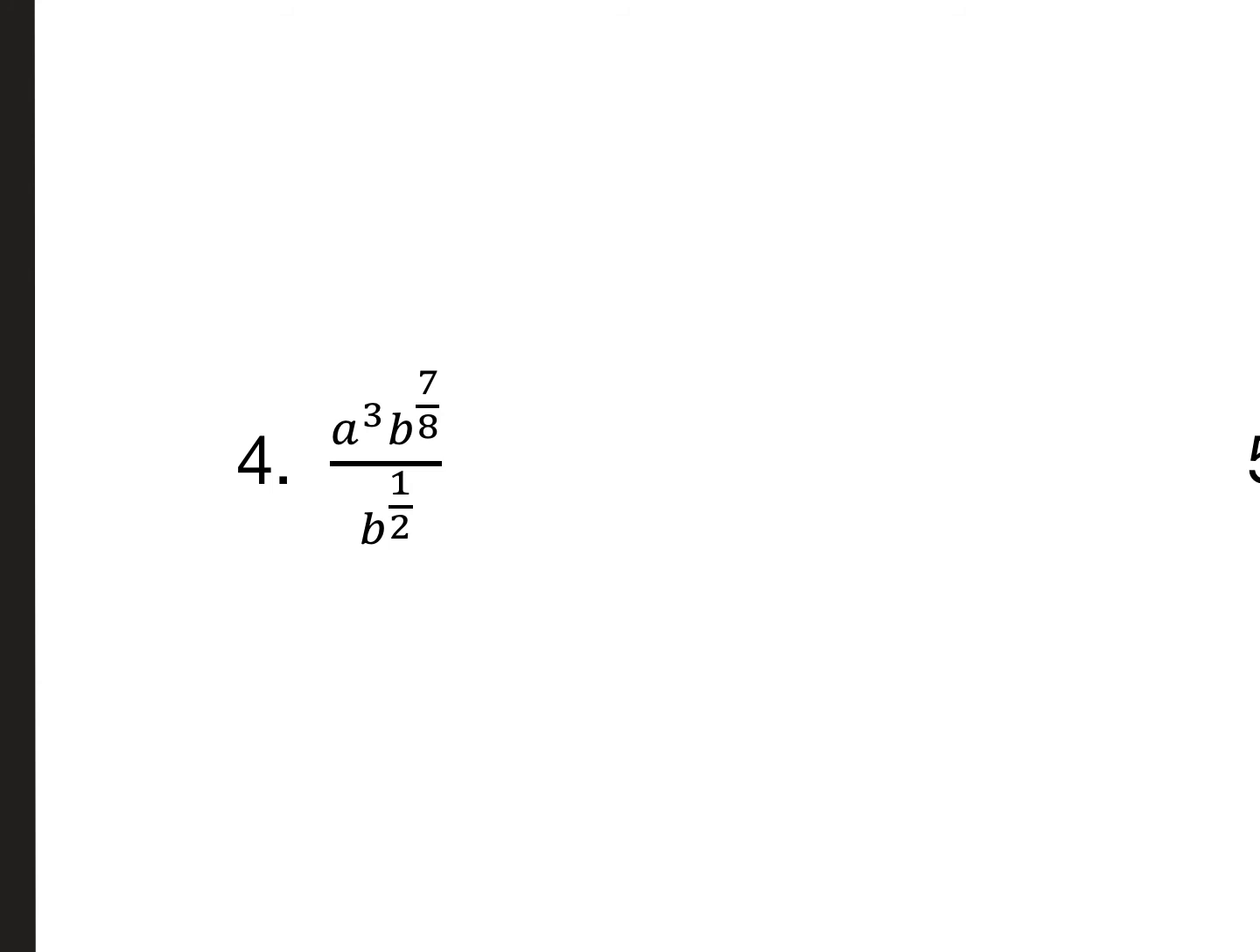Okay, so I'm seeing 3 different numbers here. I see a to the 3rd, I see b to the 7/8, and I see b to the 1/2. Of those 3, a to the 3rd has a whole number exponent, so it's done. I don't need to do anything at all to the a to the 3rd. So I'm just going to rewrite it.